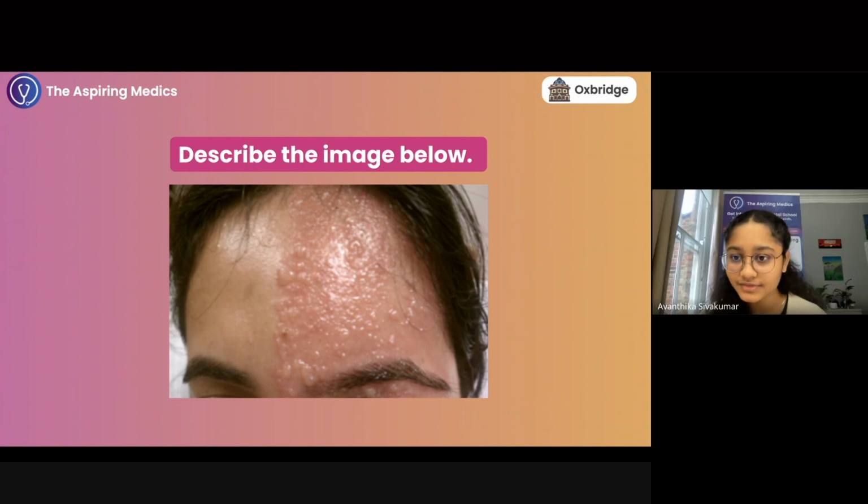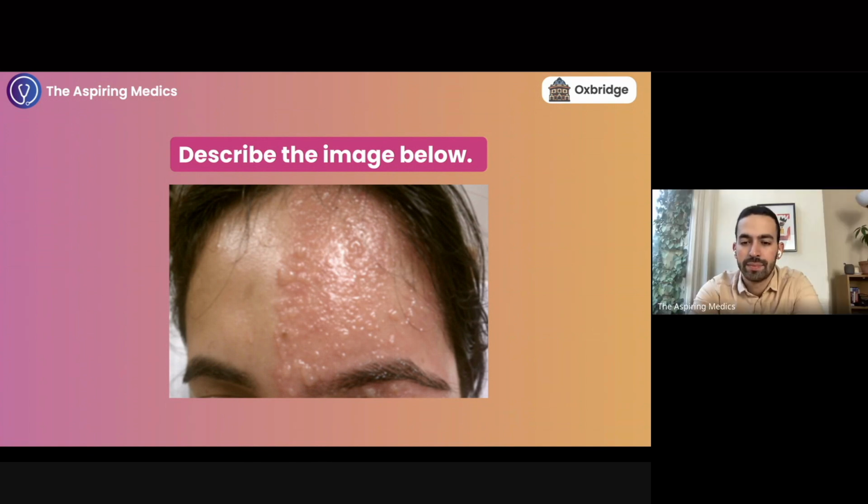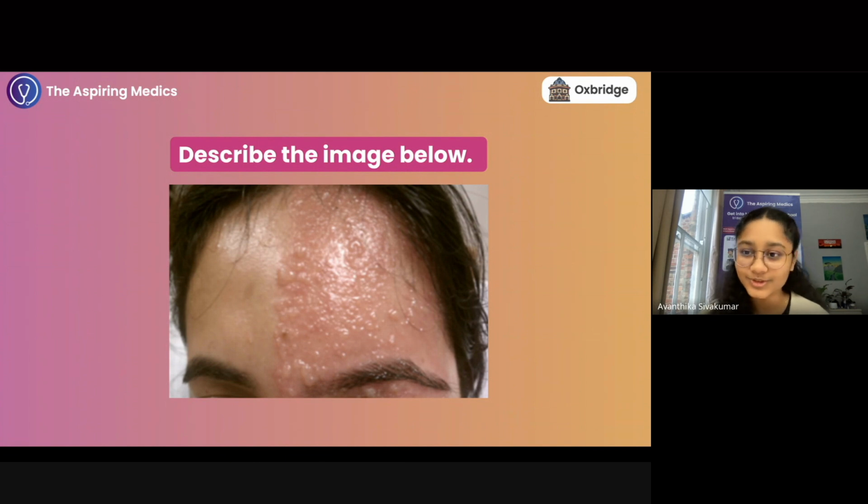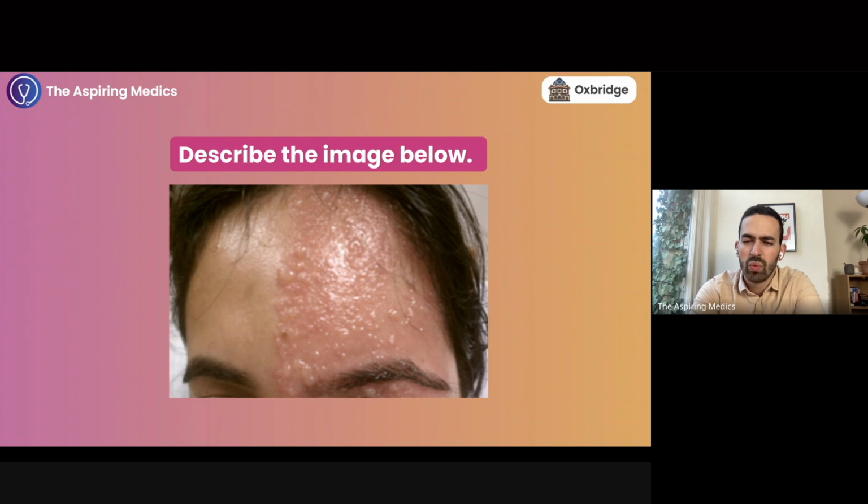Not a trick question. Where are we looking on the face? Like the forehead of the face. Yeah, which side? The left side. Left forehead. Okay. And what's happened to the right forehead? Right forehead seems normal. No rash. Okay. What do you think could be going on here?